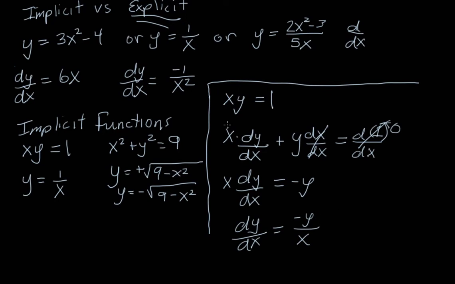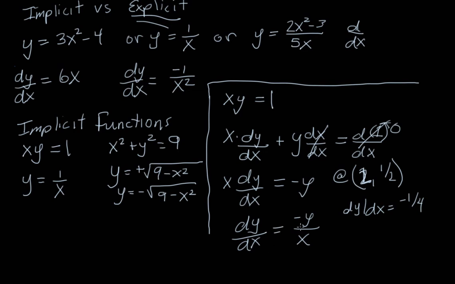Now, this doesn't look like what we got up here. dy/dx is negative 1 over x squared. But if we were to take a point on this curve, and so let's say we took the point, we're concerned about the tangent at (2, 1/2). So when x is 2, y is 1/2. Well, if I use my explicit differentiation, we'll get dy/dx equals negative 1/4.